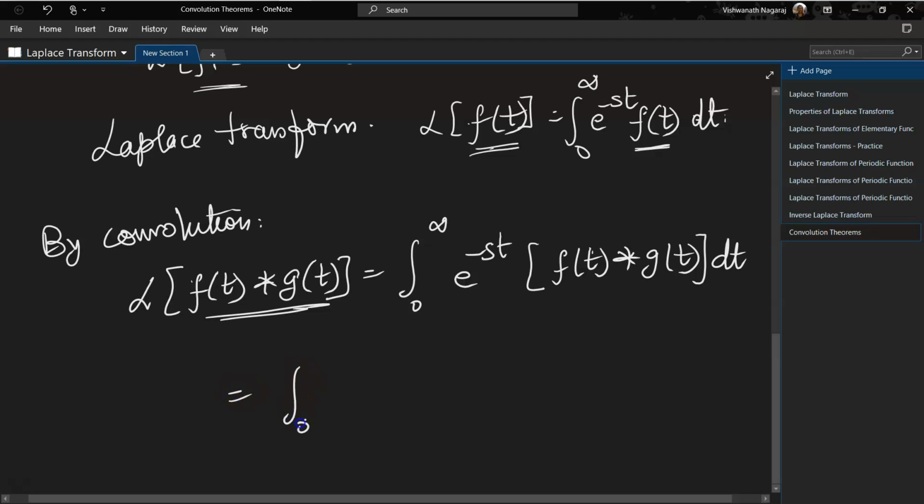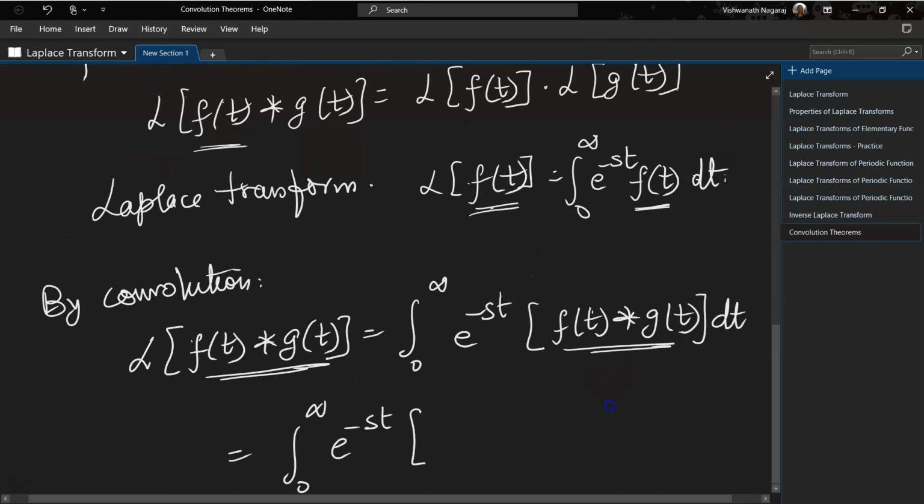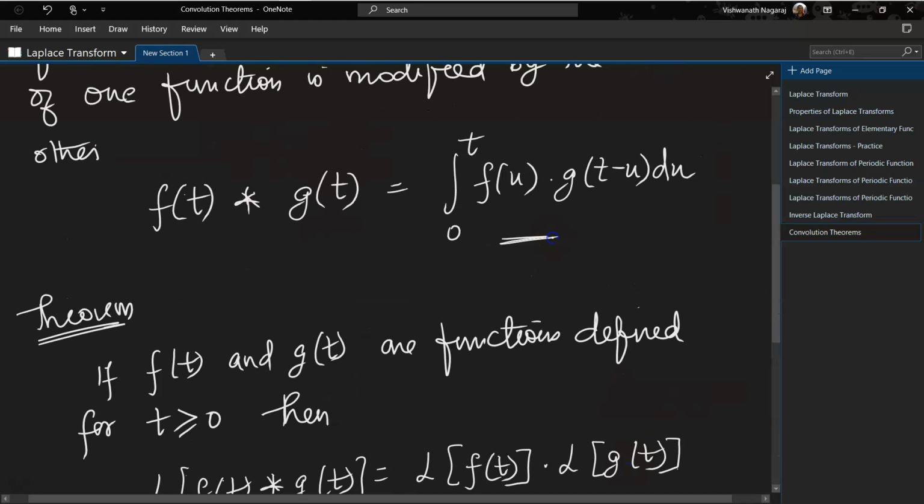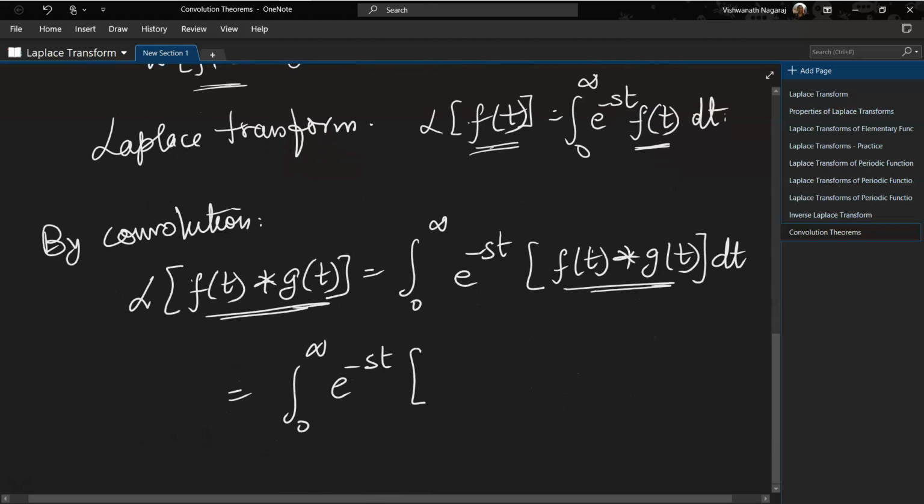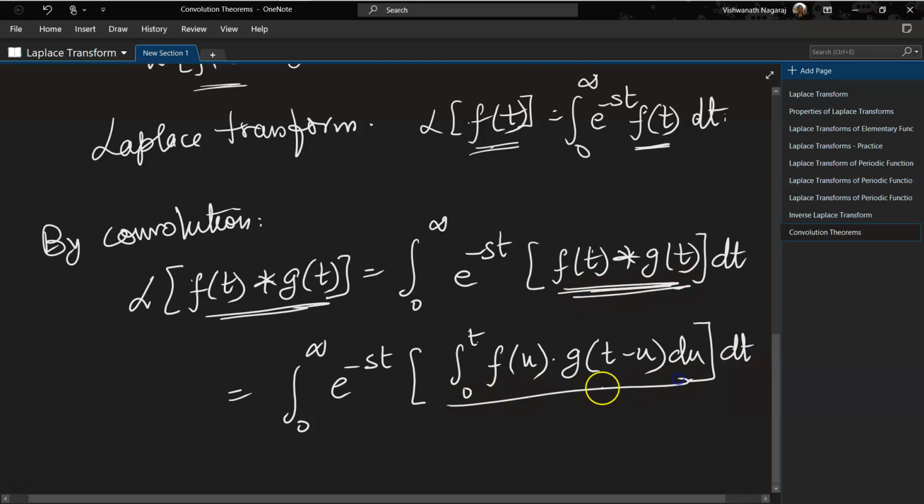Now we'll apply the convolution. So e to the power of minus st, and now we apply the convolution, this one. That would be the integral from 0 to t of f of u times g of t minus u du, and dt. So I have applied the convolution.